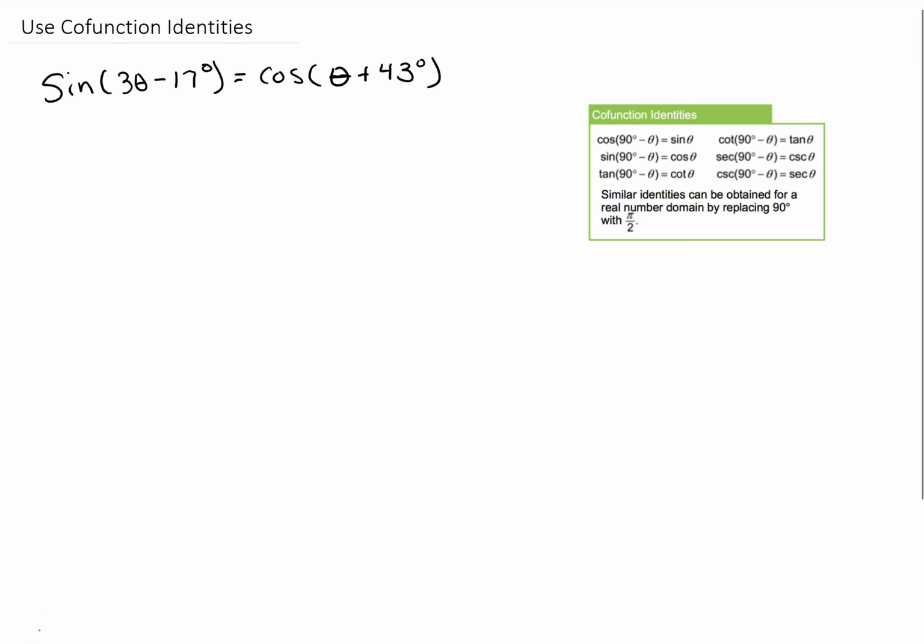So in the following example, we are looking at a sine being equated to a cosine. Now remember that these cofunction identities over here are what we're going to be using in order to solve this kind of a problem. Right now, it looks pretty challenging, but when we use and apply one of these cofunction identities, it's actually going to be a piece of cake.